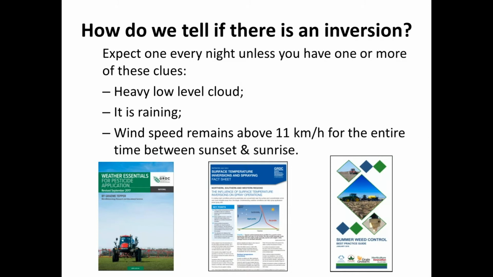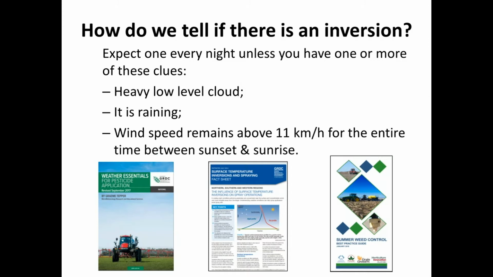On the right screen there, I have condensed it down to a little trifold brochure, which is very much the Reader's Digest version, condensed dot points from that information. So what do those documents tell us? Those documents tell us that pretty much every night in Australia we have to expect an inversion unless we have one or more of these three things.